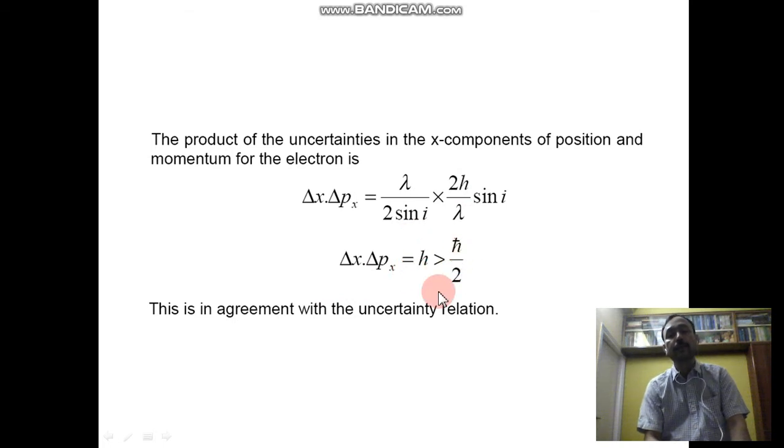Why is h greater than h cut by 2? H cut means h by 2 pi. So h, its value is small, and dividing by 2 pi again makes it smaller. So h must be greater than h cut by 2. This is in agreement with the uncertainty relation.